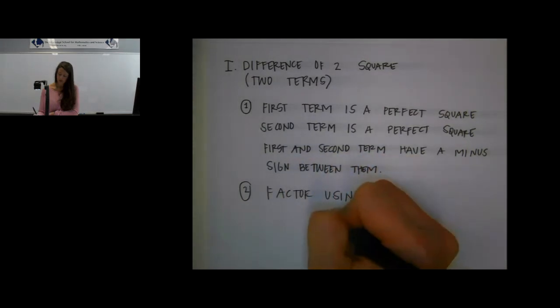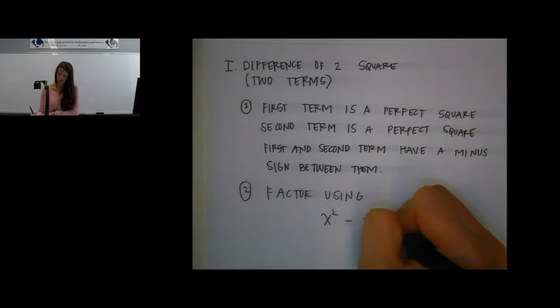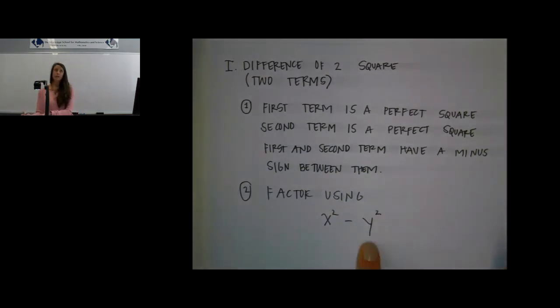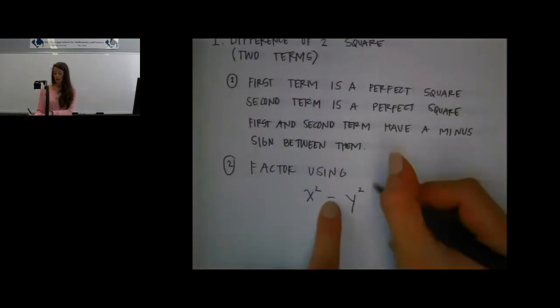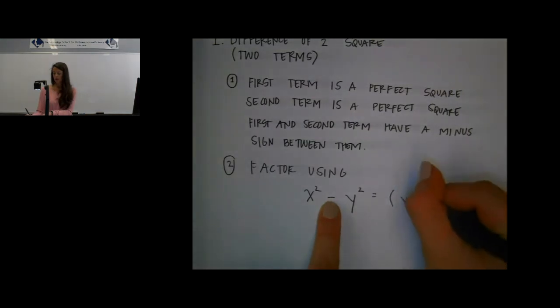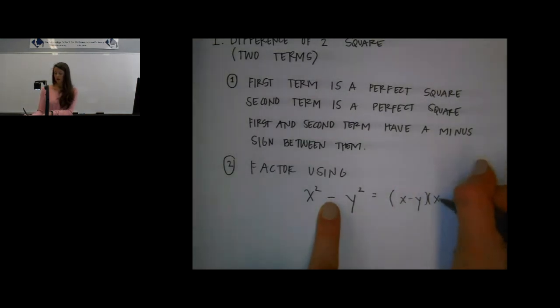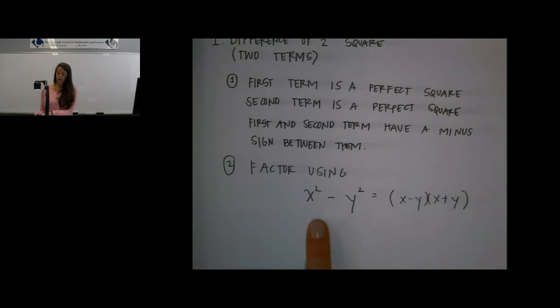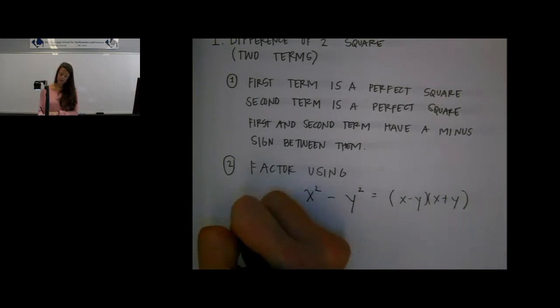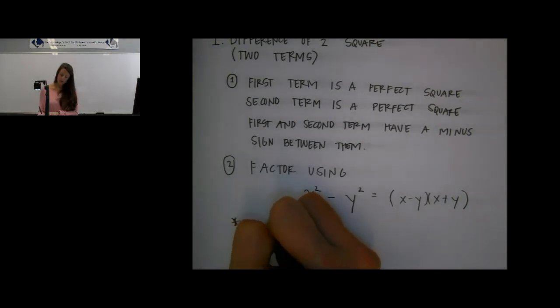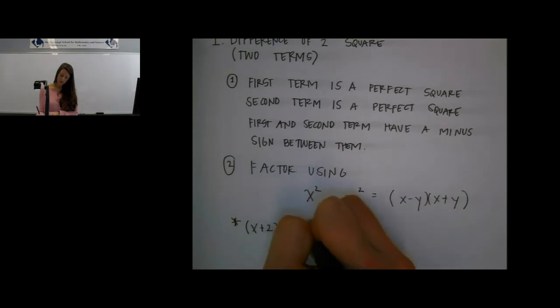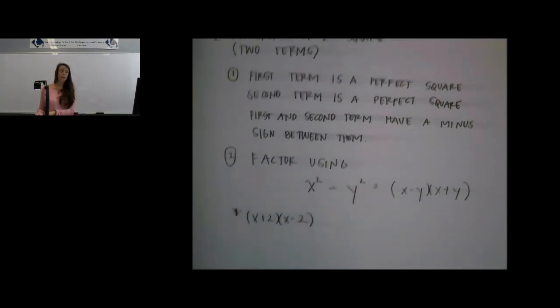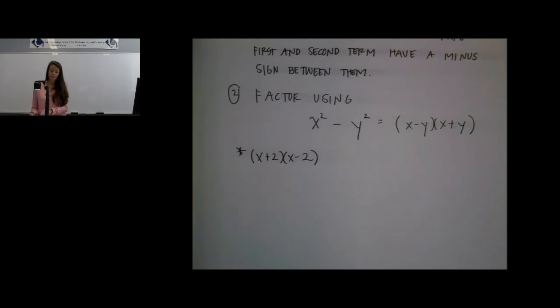So if the first term is a square and the second term is a square and you have a minus sign in between them, then you are going to factor to x minus y times x plus y. Okay, so let's think about something real quick. Multiply these two things for me, x plus 2 times x minus 2. Take a minute and multiply those two things out for me.